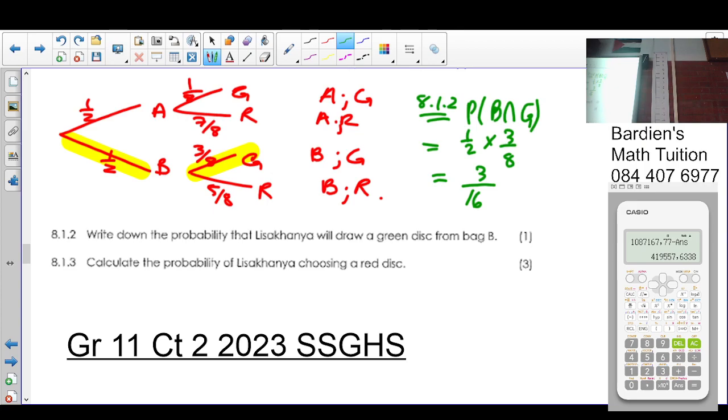8.1.3. Calculate the probability of basically choosing a red disc. Now, if you're looking at the red disc, it's not specified from which bag in essence. So a red disc, it could be from that bag, or it could be from that one. So in other words, it's bag A red, bag B red. You guys understand?